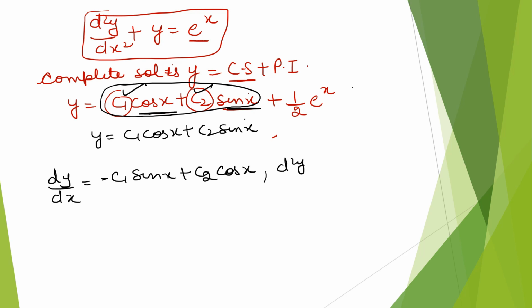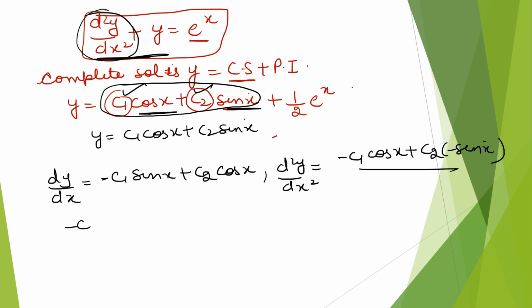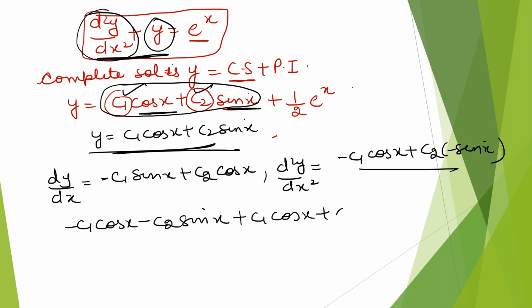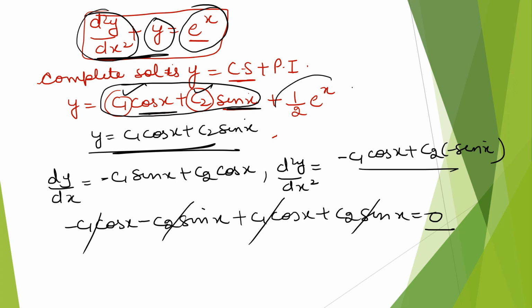What will be d square y over dx square? D square y over dx square will be minus c1 cos x plus c2 into minus sin x, right? Now if I substitute this here, what will you get? So here d square y over dx square is minus c1 cos x minus c2 sin x. And what is your y? Y is c1 cos x plus c2 sin x. So we are getting 0, right? This will be cancelled with this, and this will be cancelled with this. We are getting 0. We are not getting e power x. So how will you get e power x? That you'll get from here.